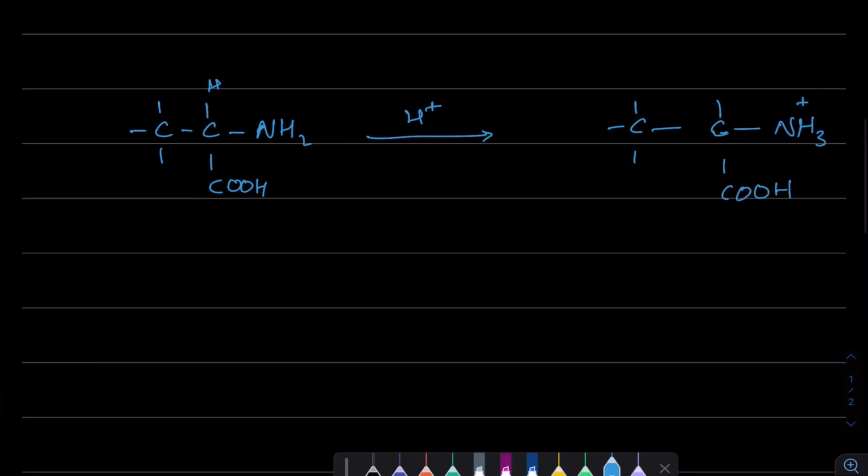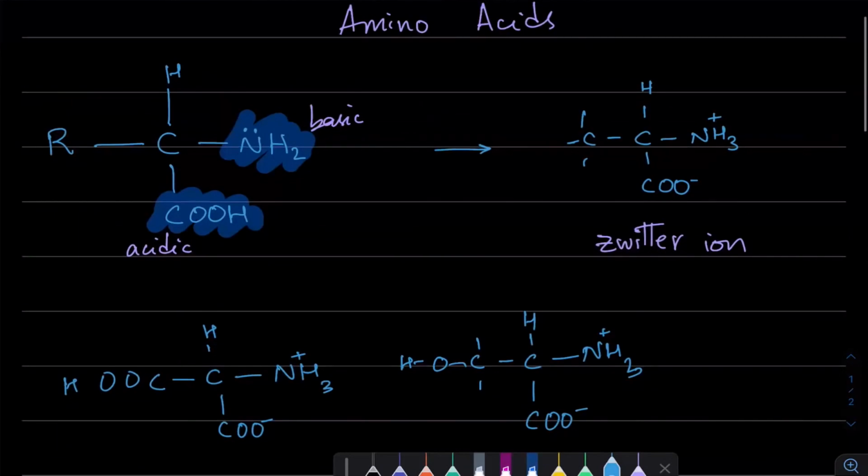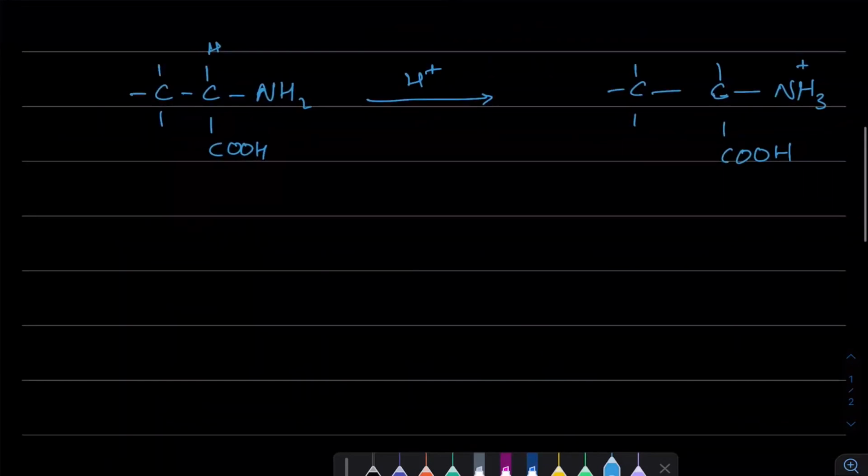So we get an ion which is not neutral. We get a positive ion. Over here, we were getting neutral ions. Over here, we are getting a positively charged ion. Okay.